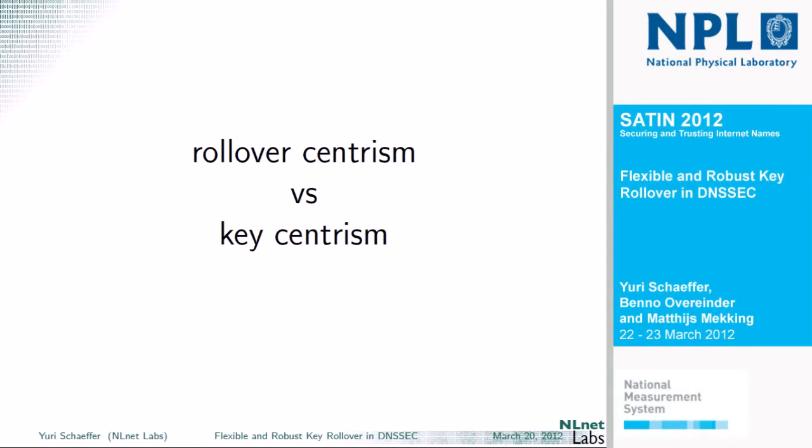So, how? The recipe approach I call rollover centric. You are somewhere in the recipe, and that's your state. That's your state machine. And what I want to do is keep state per key, and I want to see how the world sees our key. And the world is, of course, all the validators in the world, and they're seeing my zone through a cache.